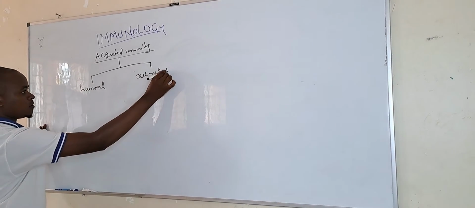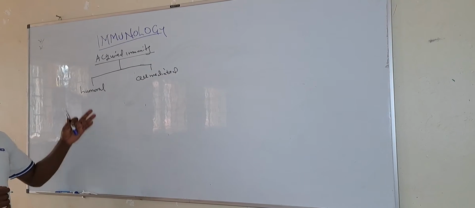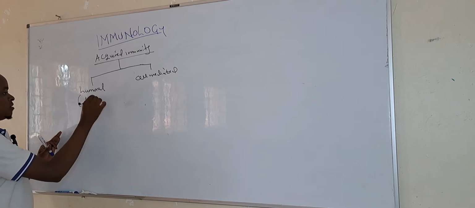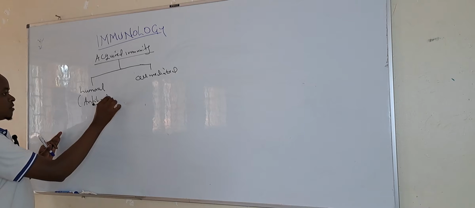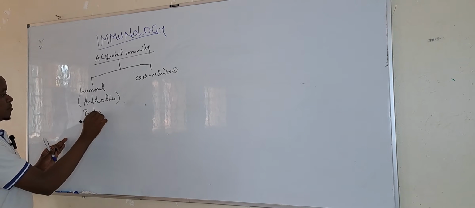We have humoral and cell-mediated immunity. And we have seen what is under humoral. Humoral, we are looking at the production of antibodies. And these antibodies are being produced by the B lymphocytes.